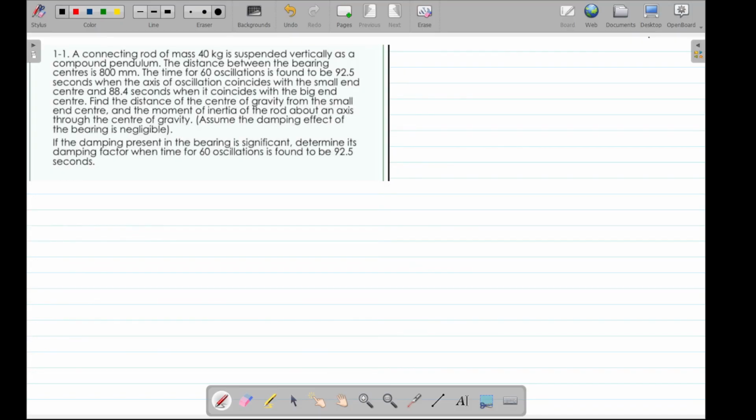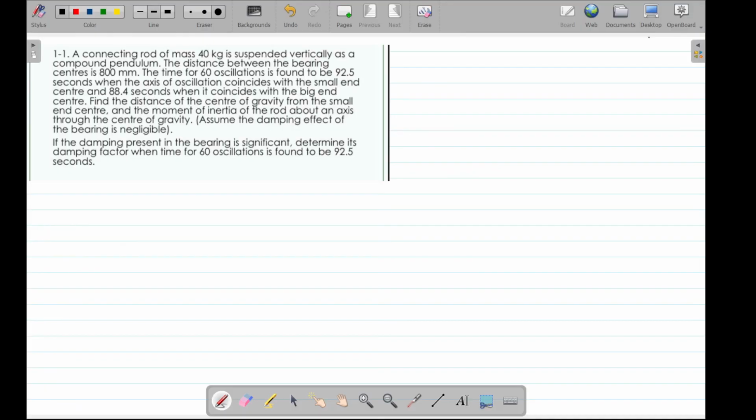A connecting rod of mass 40 kg is suspended vertically as a compound pendulum. The distance between the bearing centers is 800 mm. The time for 60 oscillations is found to be 92.5 seconds when the axis of oscillation coincides with the small end center, and 88.4 seconds when it coincides with the big end center. Find the distance of the center of gravity from the small end center and the moment of inertia of the rod about an axis through the center of gravity. Assume damping effect of the bearing is negligible.